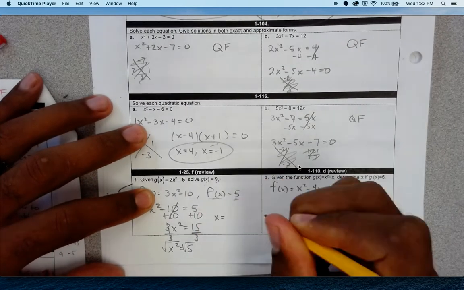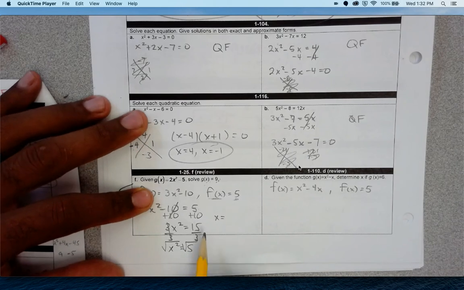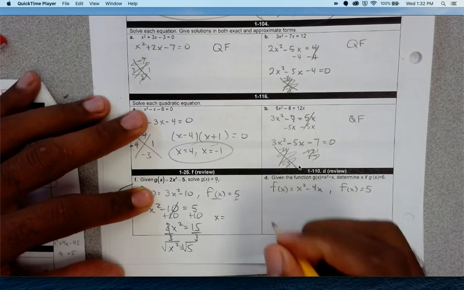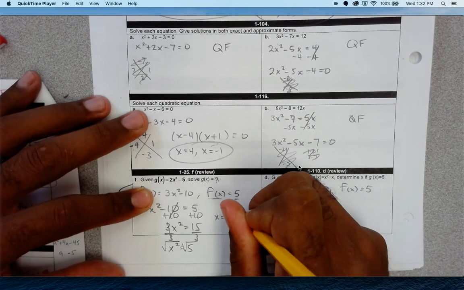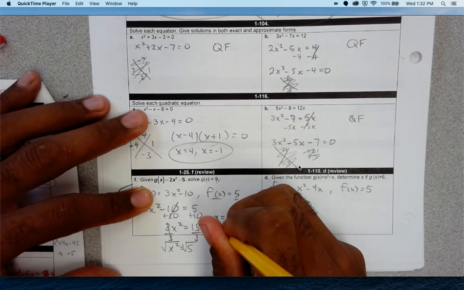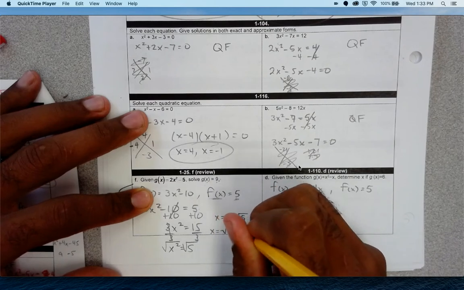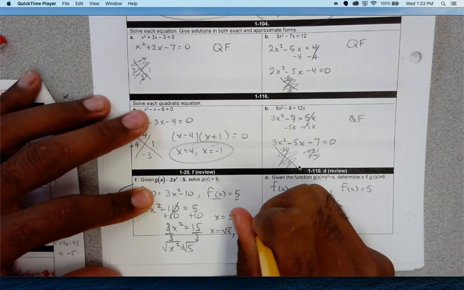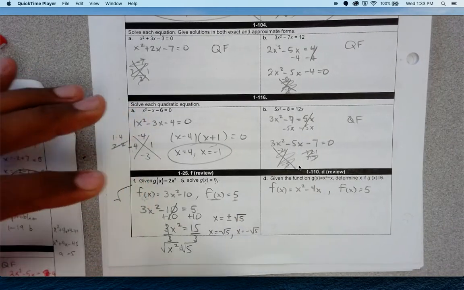So I get x equals, now if you remember, what did I say? If you square root, that means you're going to have both a positive and a negative solution. What I do is I put plus or minus square root of 5. The other way I can write this is I can put x equals positive square root of 5 and x equals the negative square root of 5. And if I ask for the decimal, then you would just type out the decimal.